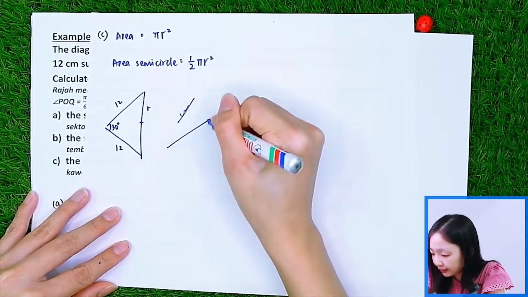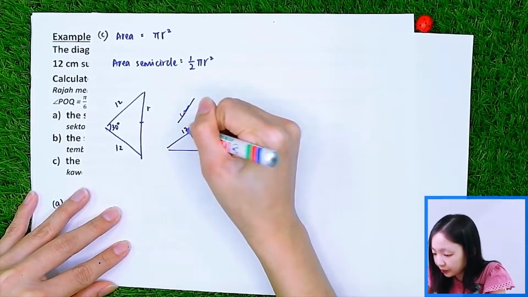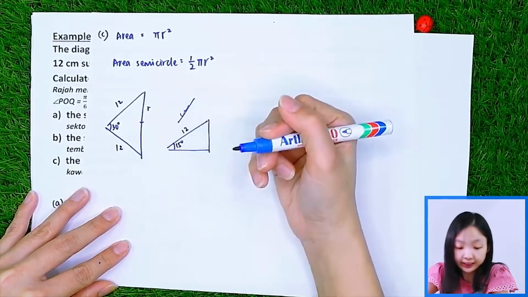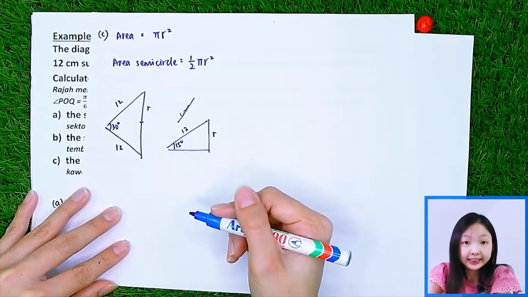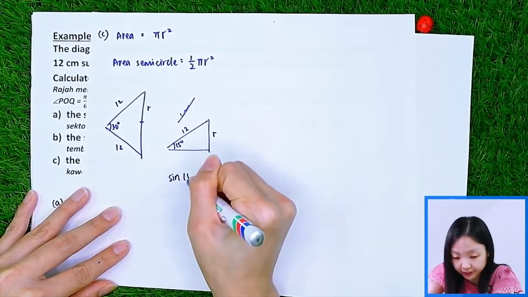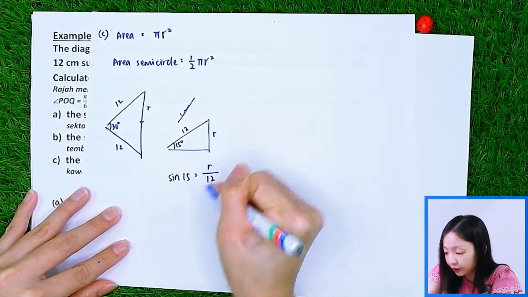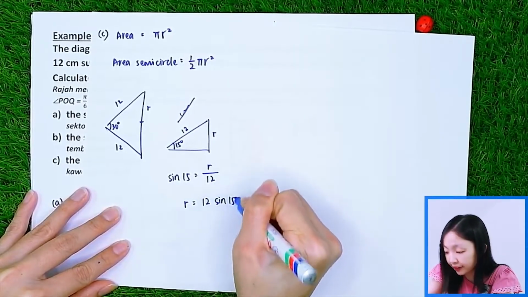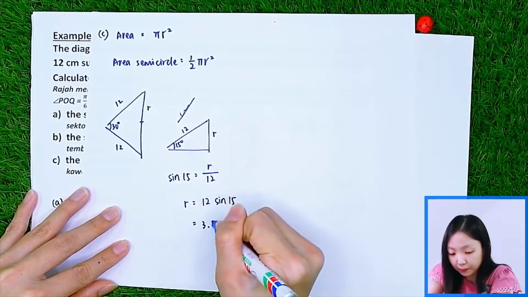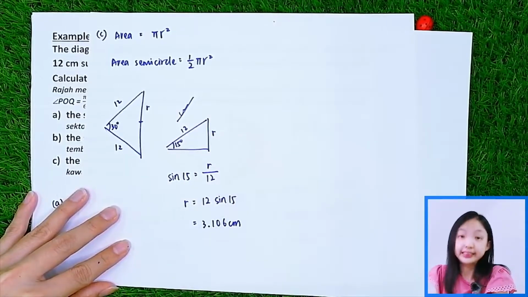Okay, I will draw it out like this. Here is 12, here is 15 degrees. So here is the radius. Now can we use the sine? Sine 15 is equal to r over 12. So the radius equals 12 times sine 15. So the radius is 3.106 cm.